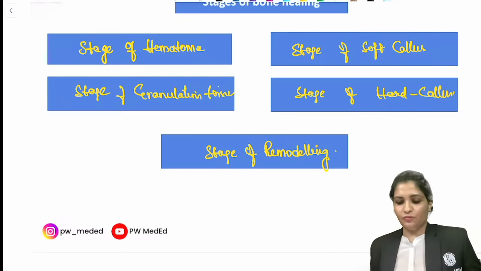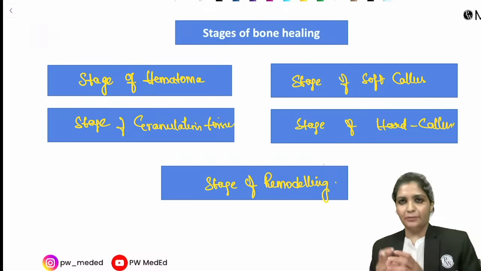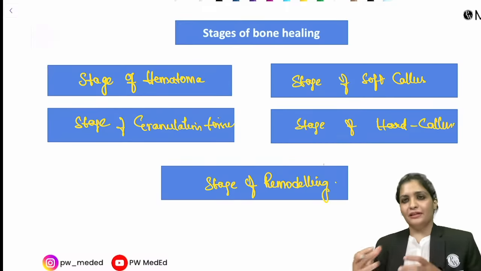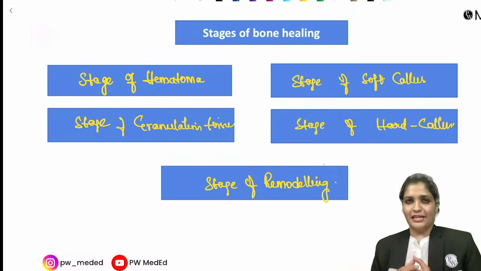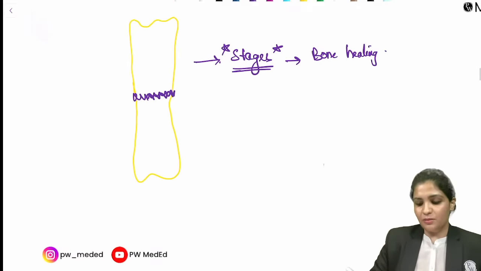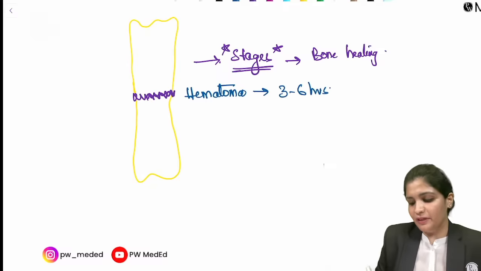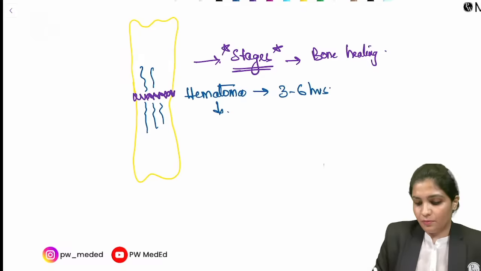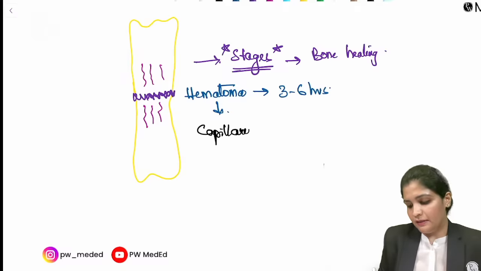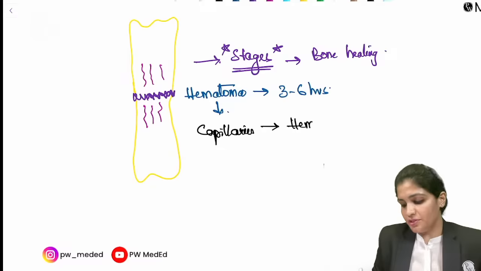So, why are these important? To understand non-union and malunion, you have to understand these stages so that further topics will be easy. So what is the stage of hematoma? As soon as the bone fractures, it will result in hematoma formation. When will this occur? It will occur within 3 to 6 hours. So what is this hematoma? All the capillaries here get ruptured, and they result in hematoma formation.